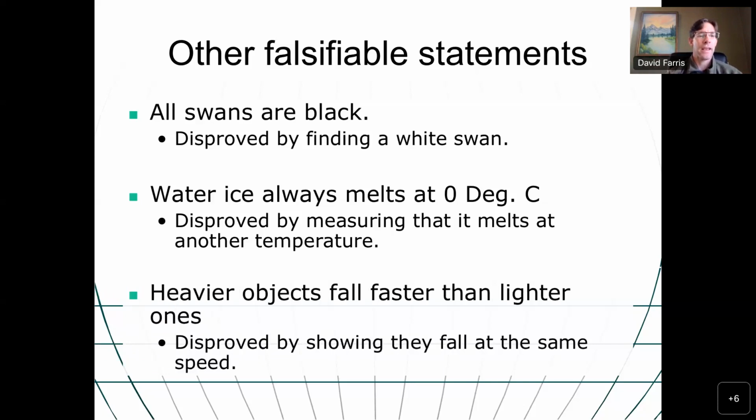You could also say that heavier objects fall faster than lighter ones. And you could disprove this by showing that they fall at the same speed. A classic example of this is if you take a bowling ball, you drop it, and then you take a feather and you drop it. If you do this on the surface of the earth, the bowling ball is actually going to fall faster than the feather. But the reason for this is that that statement doesn't take into account air resistance. If you drop both of these in a vacuum where there is no air, basically they'll fall and accelerate at the same rate.